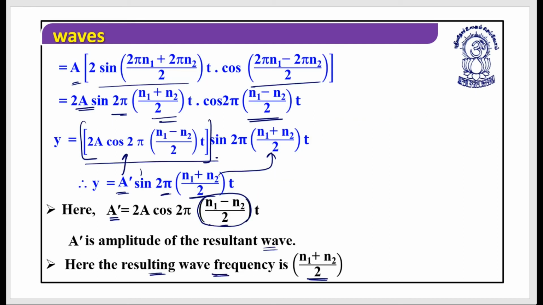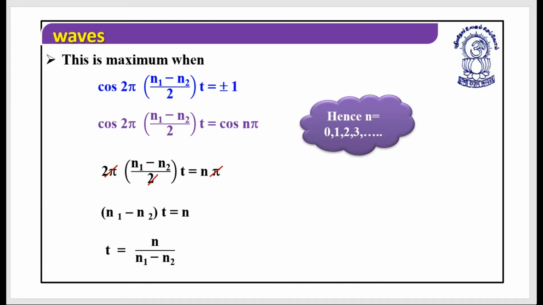I also request you to please note down this frequency with which the amplitude varies and the frequency with which the wave frequency varies. Have you noted it? Great. So this is maximum when cos 2π((n1 − n2)/2)t is equal to ±1, and if it is equal to ±1, then this is equal to cos nπ.